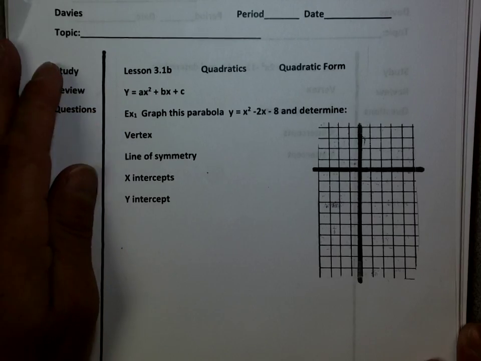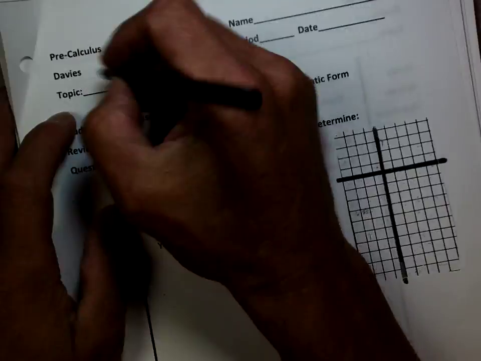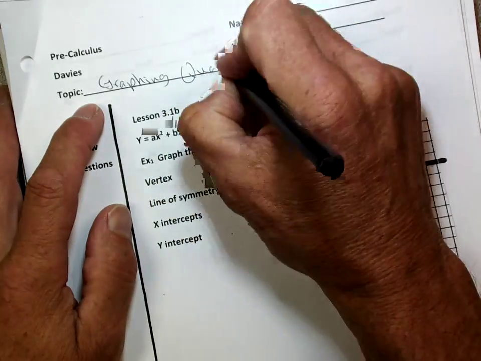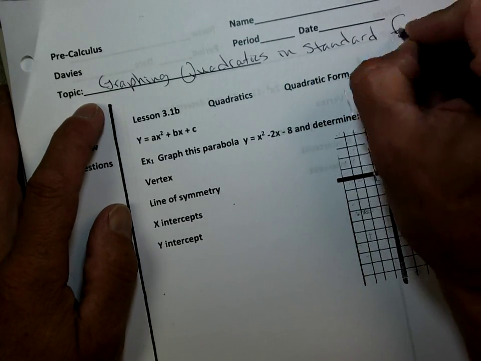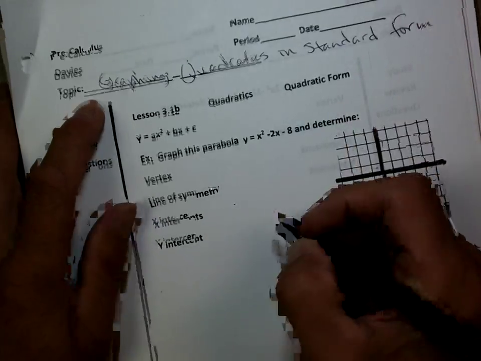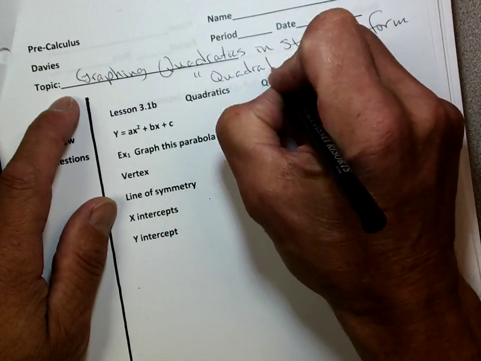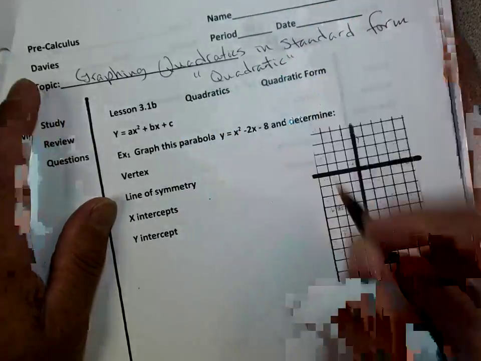day. Topic today is graphing quadratics in standard form. The book likes to call it quadratic form, so we'll call it quadratic form also, okay? The name actually comes from the quadratic formula, which we won't do today.